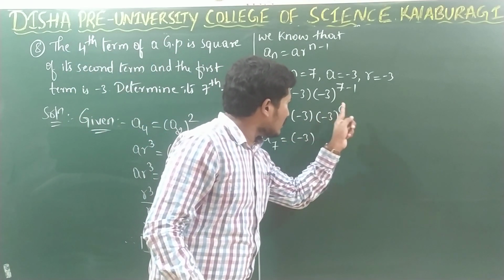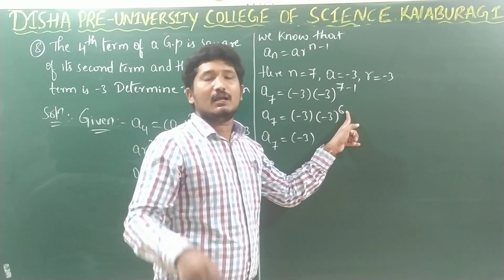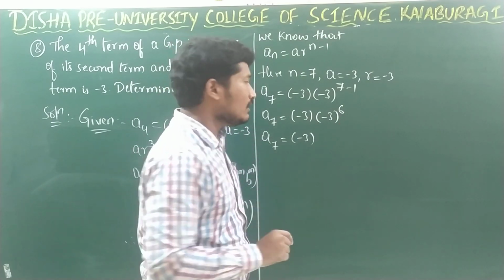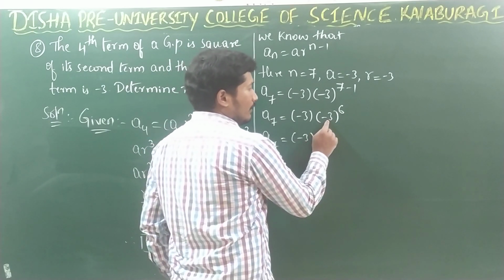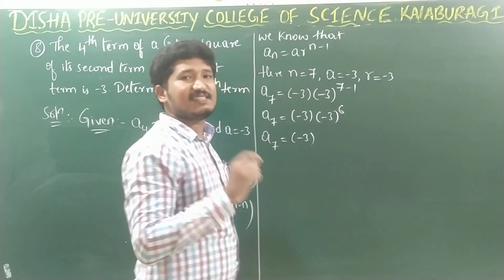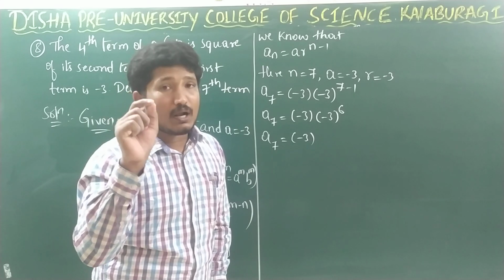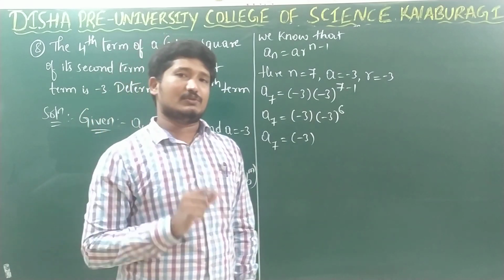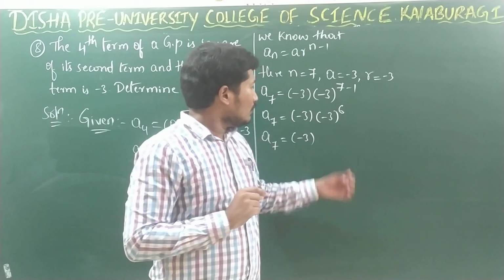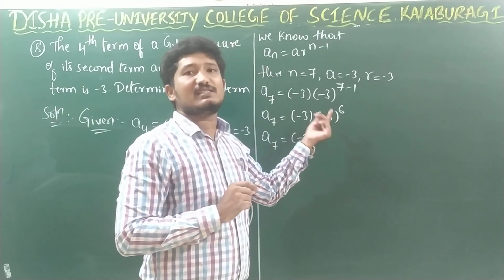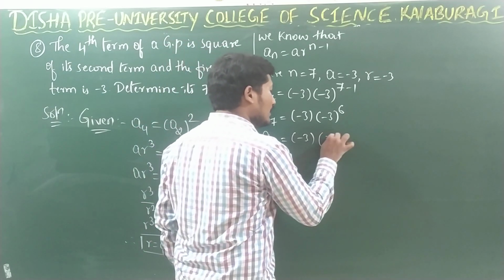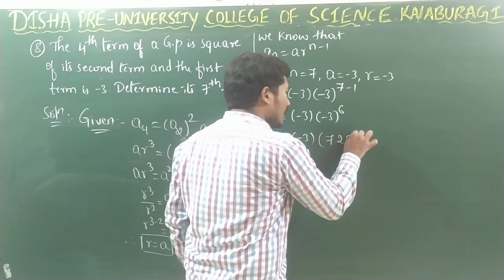A negative number to the power of an even number always gives a positive answer, right? So see here, minus 3 whole power 6 is nothing but what? You are multiplying minus 3 how many times? 6 times, right? So when you multiply minus 3 six times, the answer you get will be plus 729.